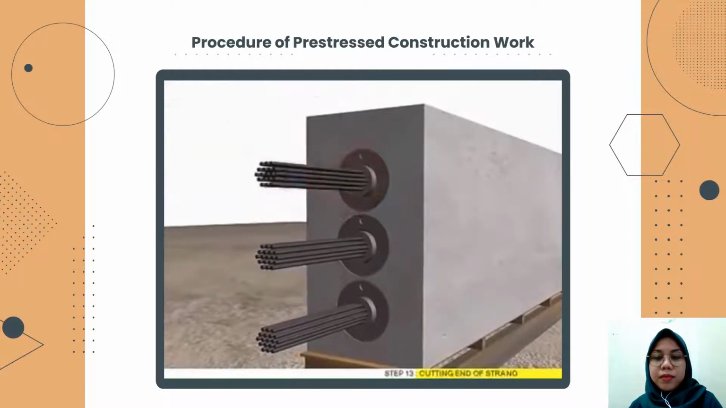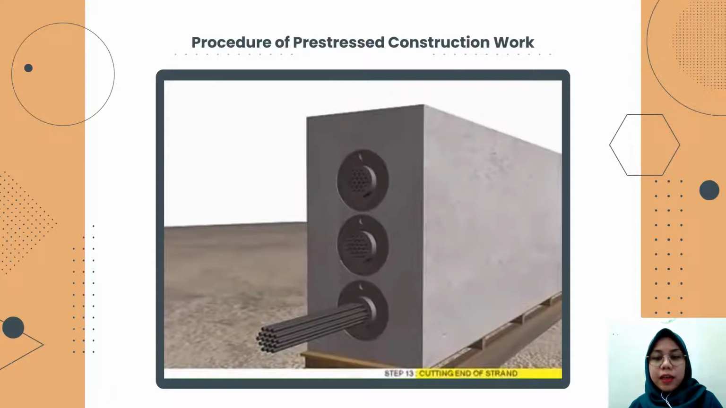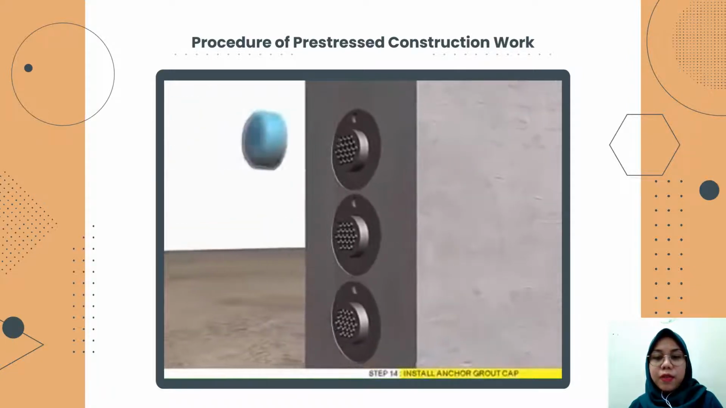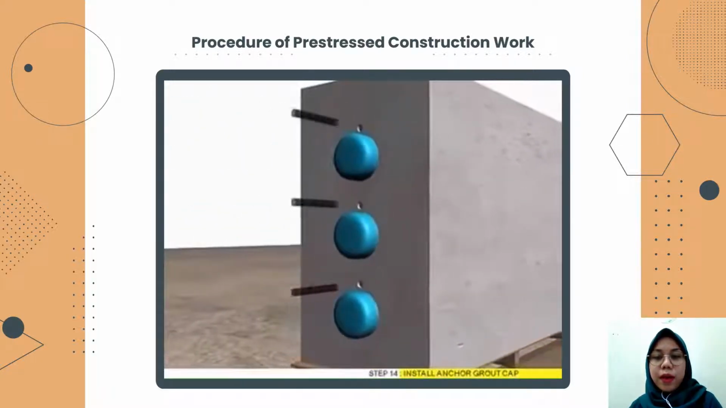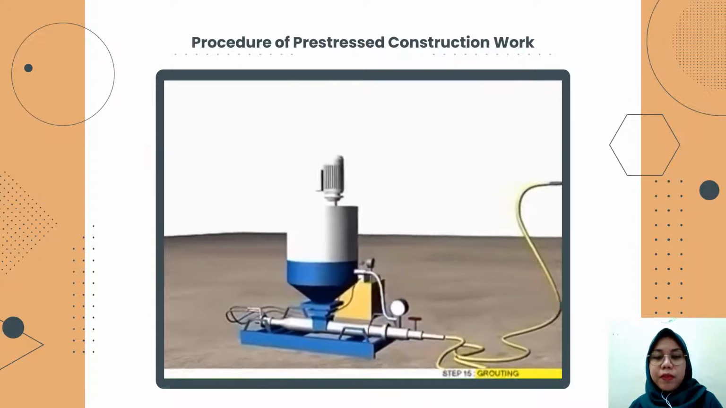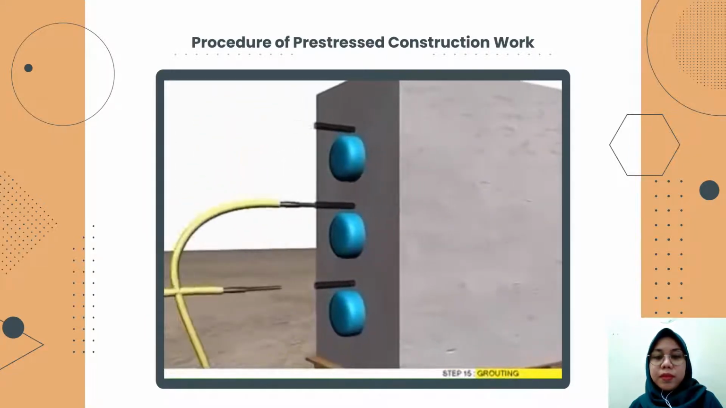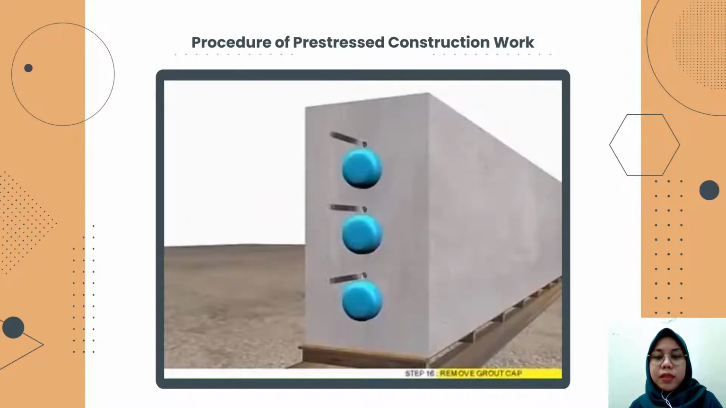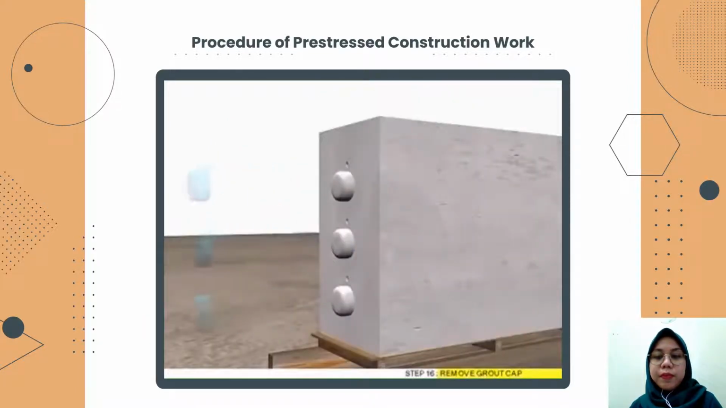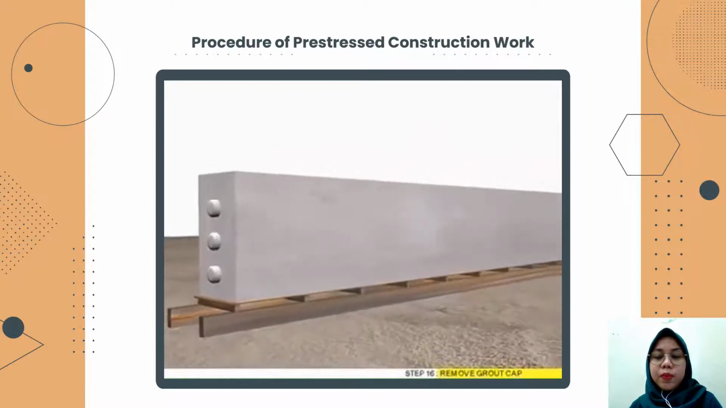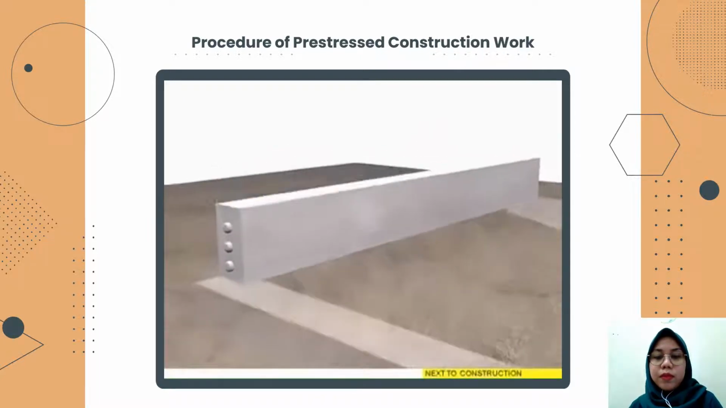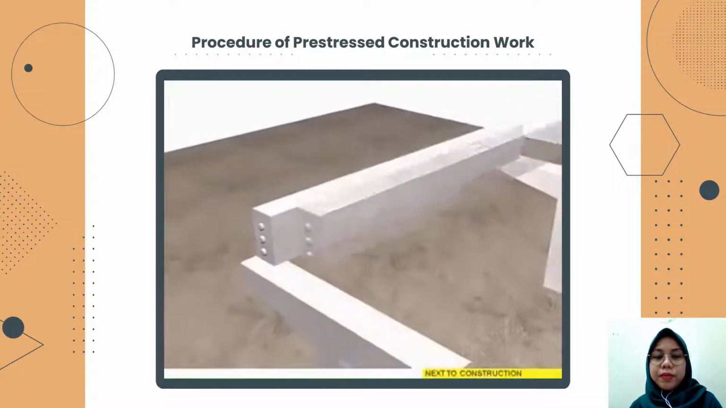13. Cutting end of strand. 14. Install anchor grout cap. 15. Grouting. 16. Remove grout cap. Next, precast concrete construction.